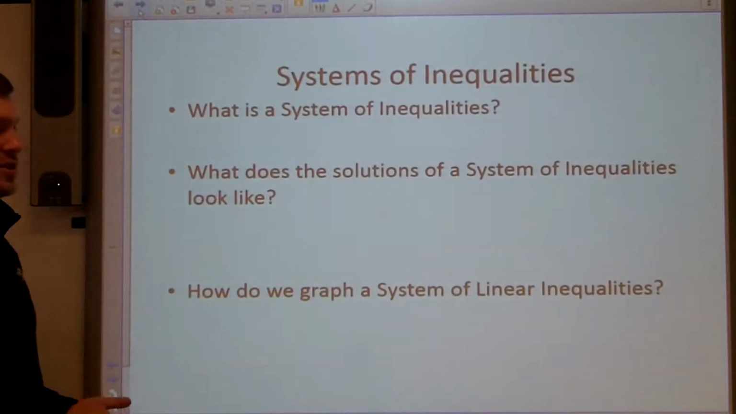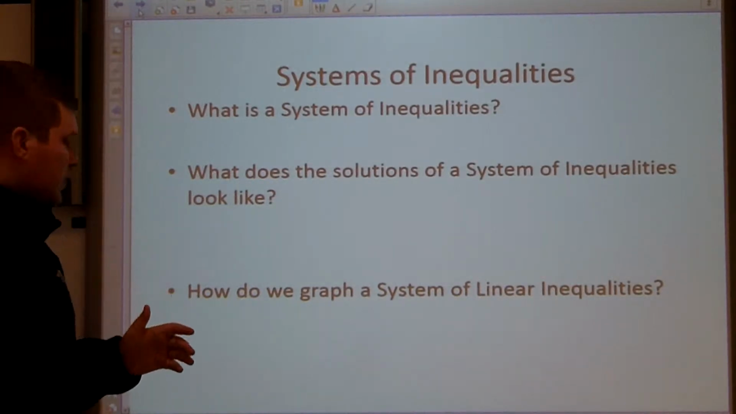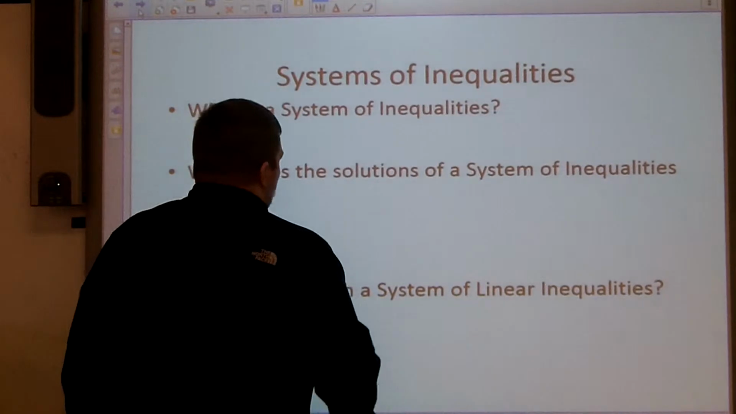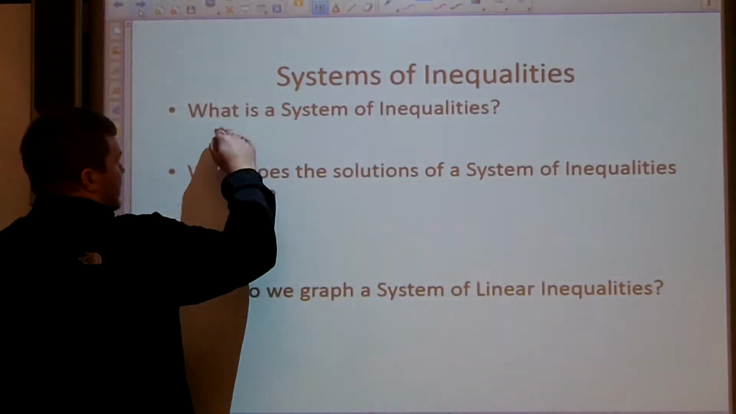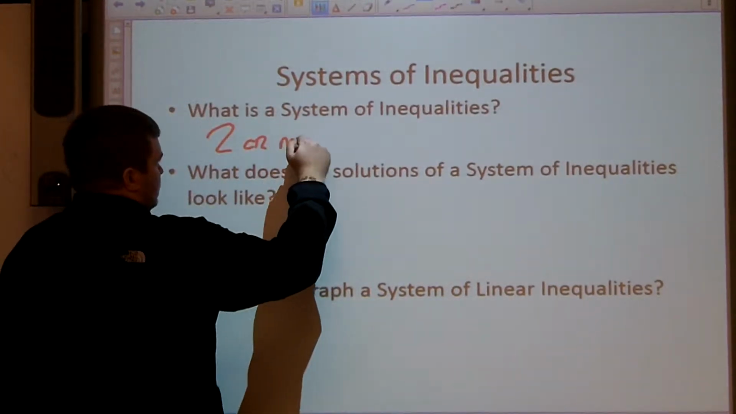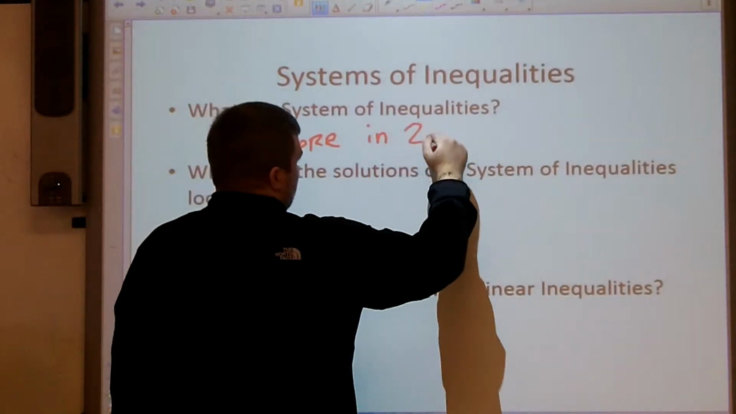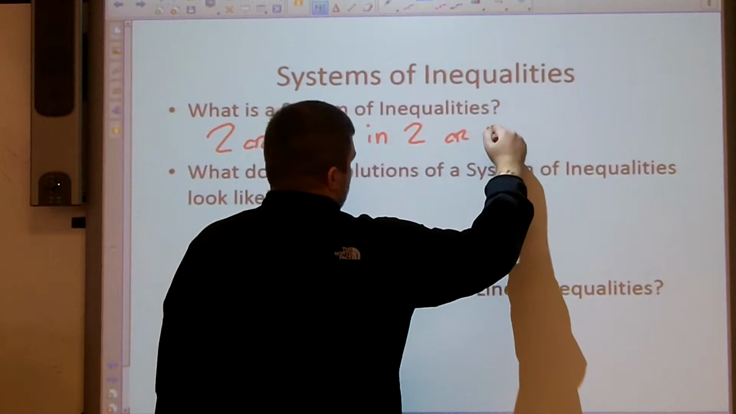Alright, so here, what's a system of inequalities? Well, first off, the inequalities that we're looking at are in two variables. So we're looking at two or more inequalities that are in two variables. Two or more inequalities, I should say.